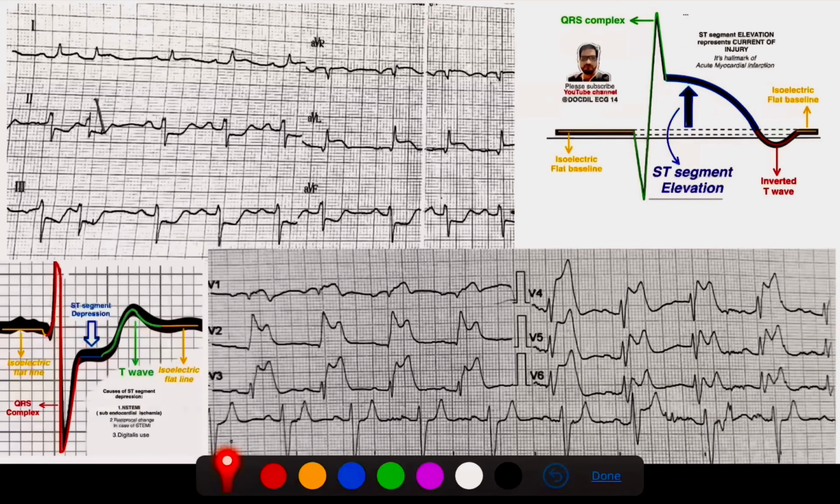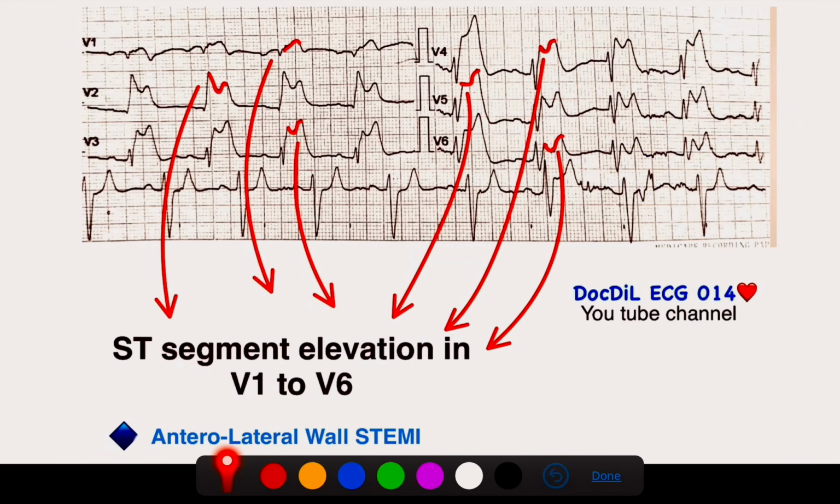A 60 years old diabetic male presented with chest pain for 4 hours. Now look at the ECG. There are ST segment elevations in lead V1 to V6. You can see that these are ST segment elevations.